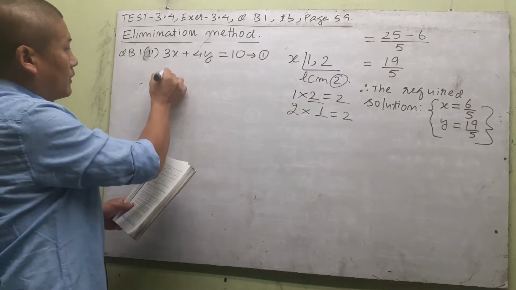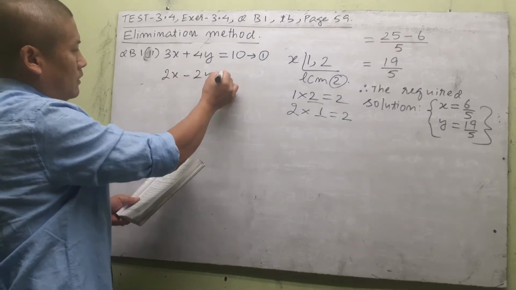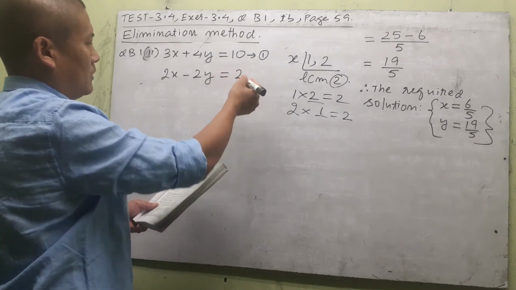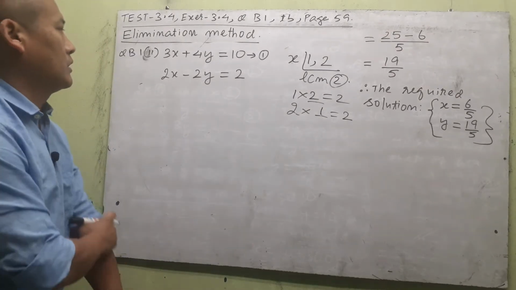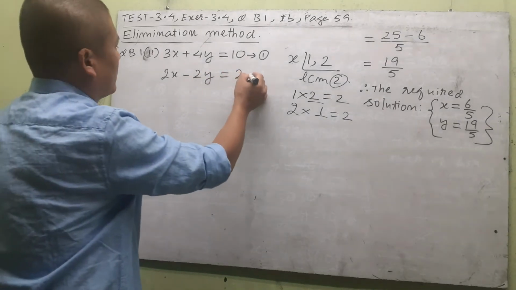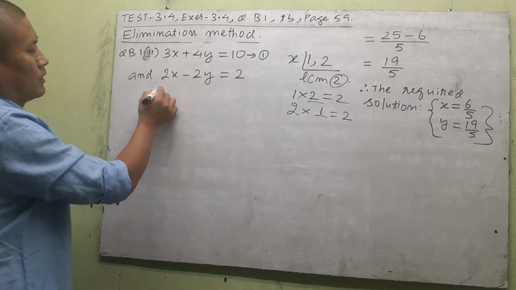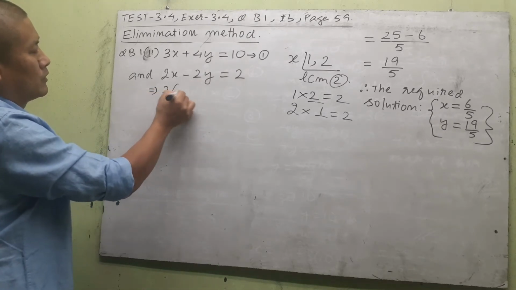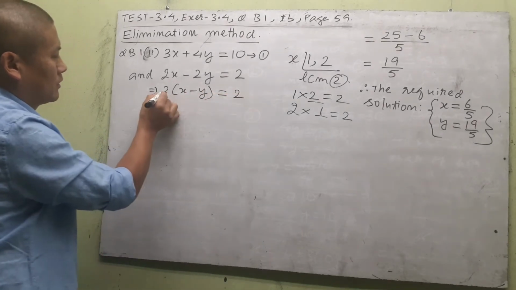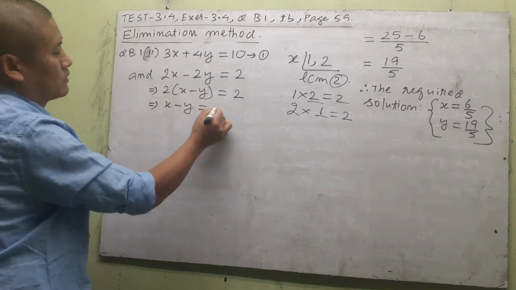Then 2x minus 2y is equal to 2. Okay, so this is the second equation. So if we can simplify, then you can simplify also. So if you divide all this by 2, that will give you 2 into x minus y. 2 common factor will go out. Then this 2, you can write now x minus y is equal to 2.